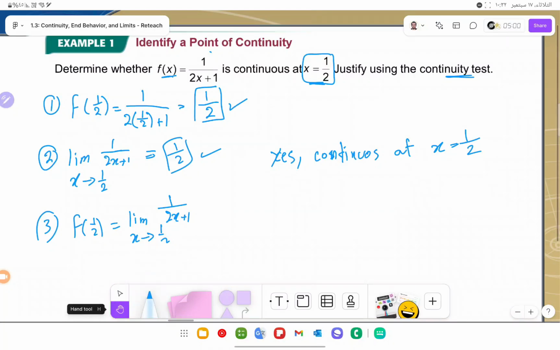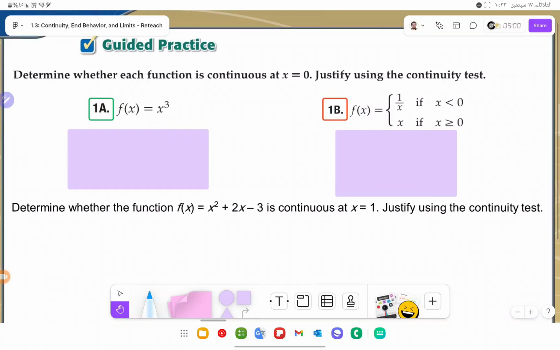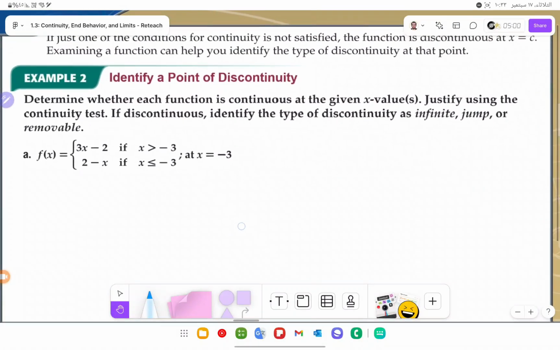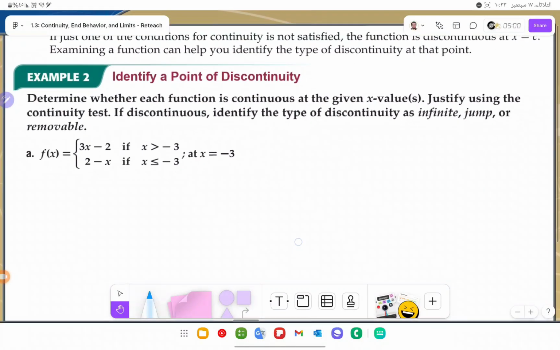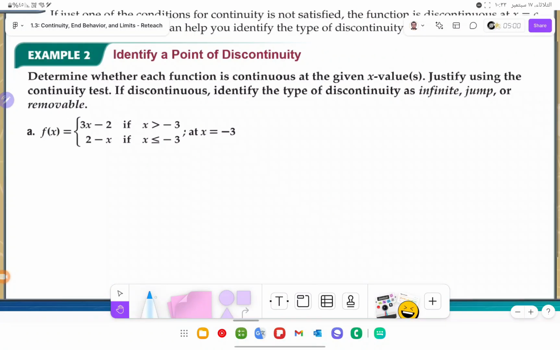So as you can see, these two questions are continuous at x equals 2. Now try to solve these 3 questions by yourself, and if you need help, please let me know. Now let's take this example here. Identify a point of discontinuity. Determine whether each function is continuous at the given value. Justify, and let's check what type of discontinuity.